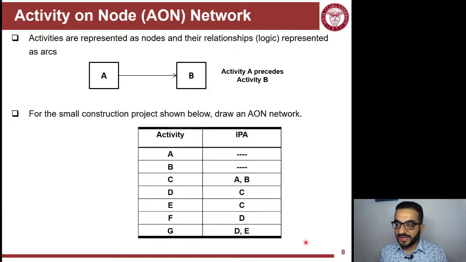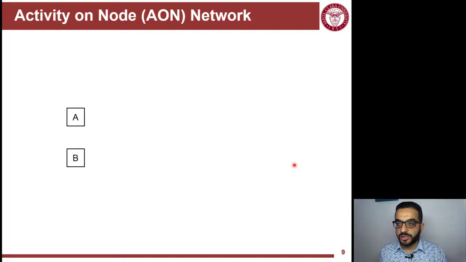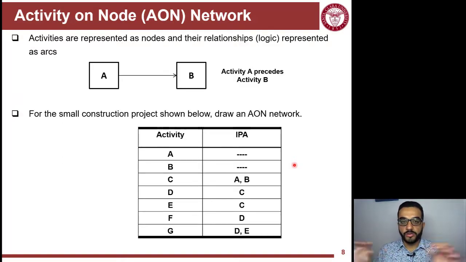So let's see this same example and try to represent its network. And you see here, I'm not really focused on the duration. In bar charts, I need to know the duration so I can draw the bar to the scale of the duration. But in the activity node, it's not dependent on that. I just need the IPA.